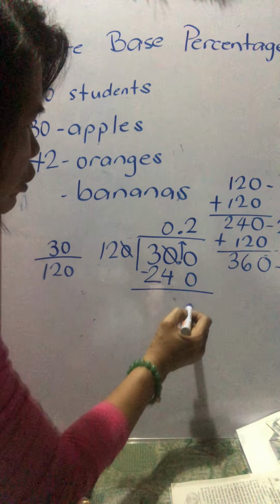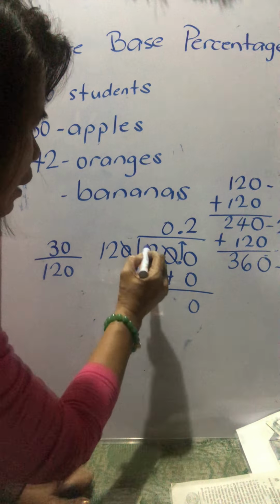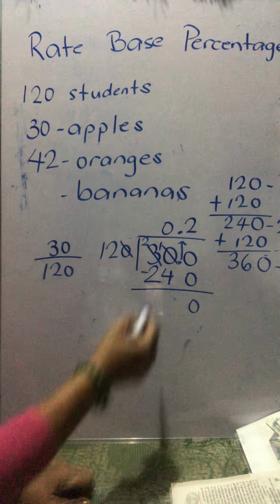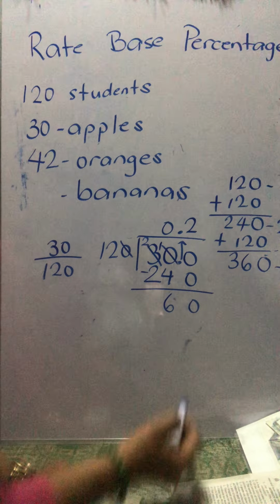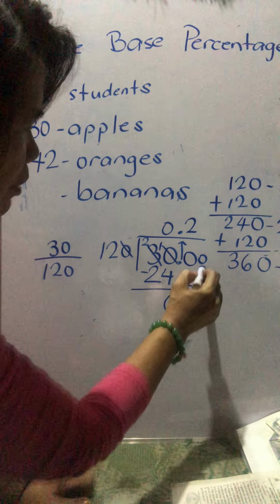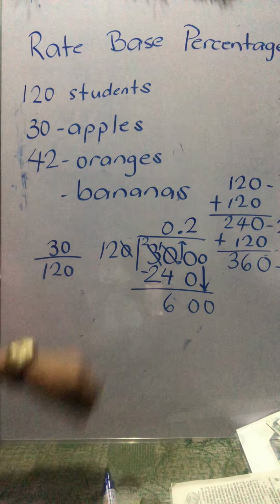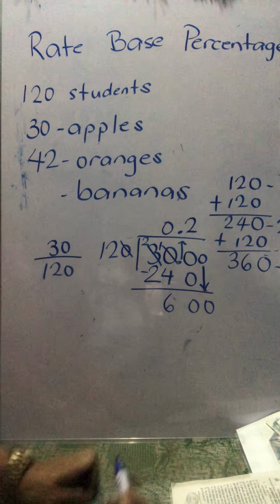Okay? So, 0 minus 0. 0 minus 6 cannot be. You have to borrow here. And then, this will become 10 minus 4, that is 6. Okay, so lagay tayo dito ng 0. Ibaba natin si 0. So, sa 600, ilan ang 120?